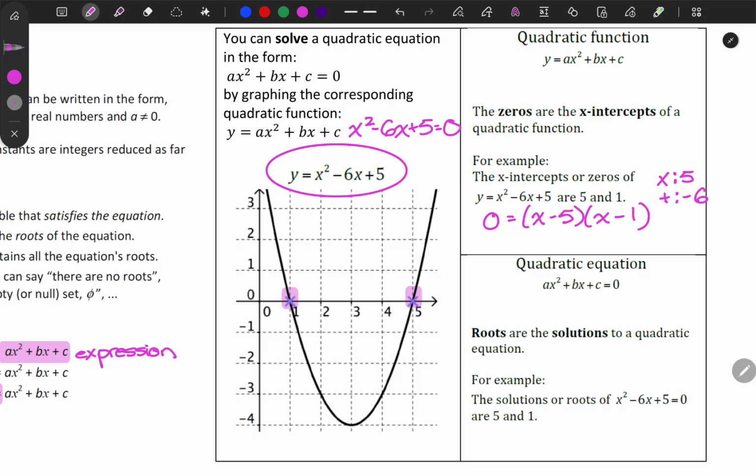We've done a little bit of solving like this, where we look at each of the factors in turn, and we say that either the first factor must be equal to 0 or the second factor must be equal to 0. If x minus 5 is equal to 0, we know that x is equal to 5. That identifies one x-intercept. If x minus 1 is equal to 0, we know that x is equal to 1. That identifies our other x-intercept. So this is kind of the relationship between the graph and the equation.